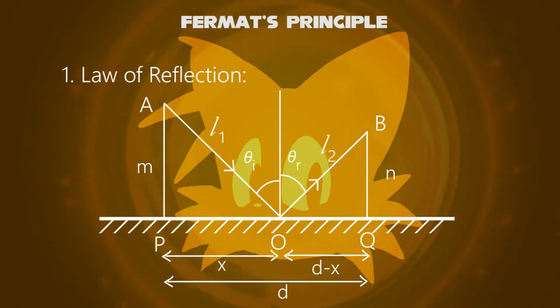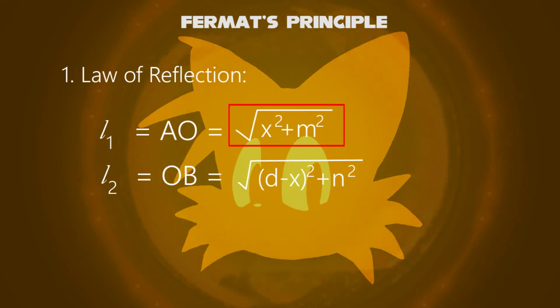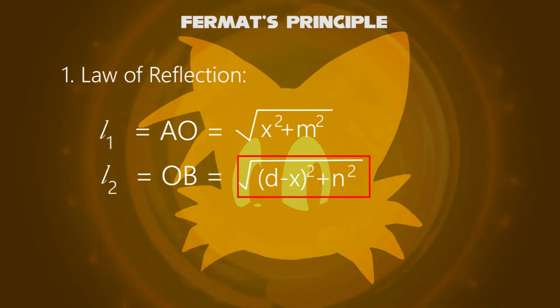They are made of line segments AP and BQ. So we get two right-angled triangles that meet at point O. The length PQ is equal to d. If PO equals x, then the difference is d minus x. The ray AO is equal to the square root of x squared plus m squared, whereas ray OB is equal to the square root of (d minus x) entire squared plus n squared.